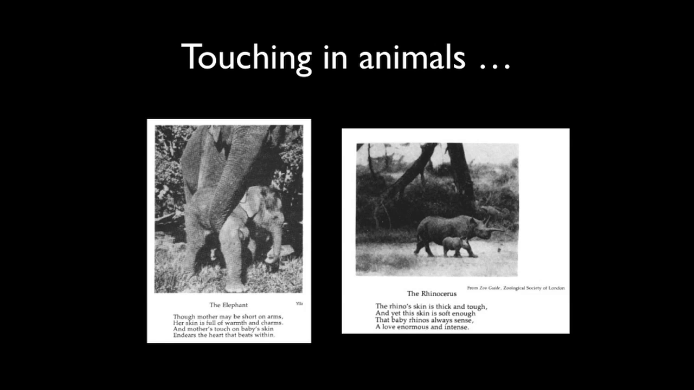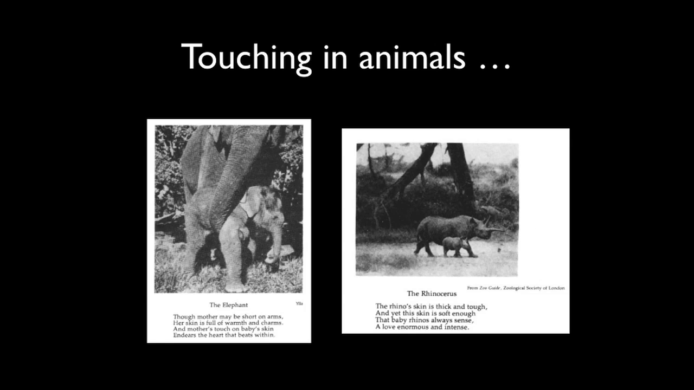And in one of my favorite articles, Harry Harlow, it's called The Nature of Love. He actually wrote several poems about different animals that care for their young. The one about the elephant reads, "Though mother may be short on arms, her skin is full of warmth and charms, and mother's touch on baby's skin endears the heart that beats within." And then about the rhinoceros, he says, "The rhino's skin is thick and tough, and yet the skin is soft enough that baby rhinos always sense a love enormous and intense."